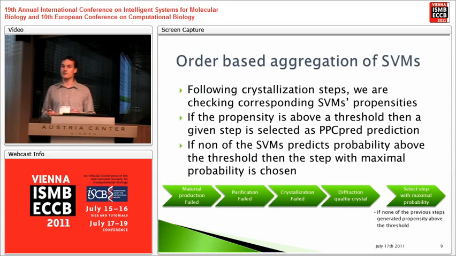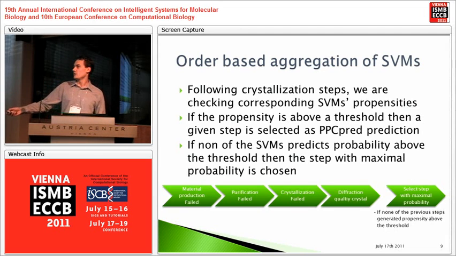So I mentioned that we aggregate the propensities from each step. We are using order-based aggregation of SVMs, following the steps of crystallization protocols. We start with material production and check if the propensity of the corresponding SVM is above the threshold. If it is, we select this step as our final prediction. If it's not, we advance to the next step and check the propensity. If none of the SVMs produce a probability high enough above the threshold, we select the step with the maximal probability as our final prediction.